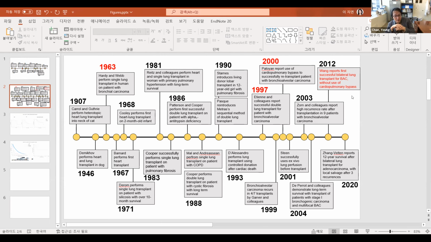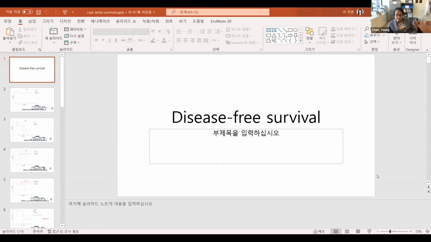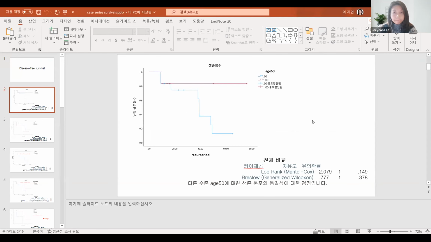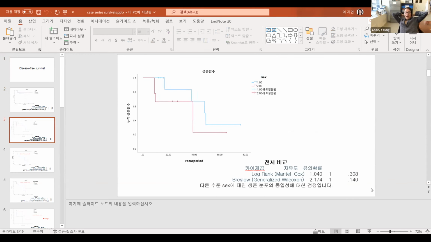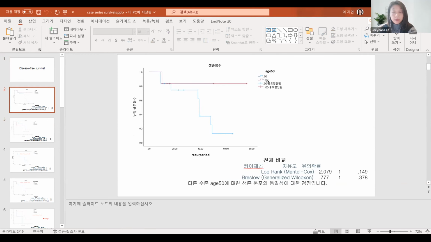Okay. And the next is the analysis data, with the case series first. I divided by age. There wasn't significance. So what is red? Red is more than 50. Did those over 50 do better? Yeah.